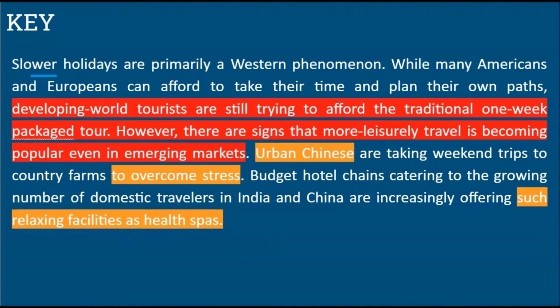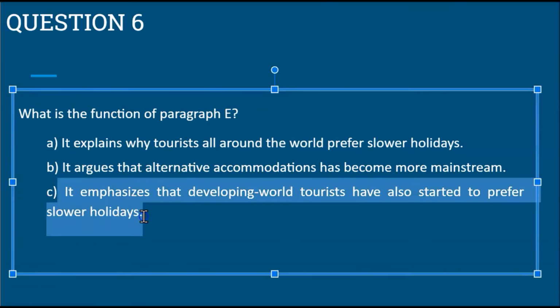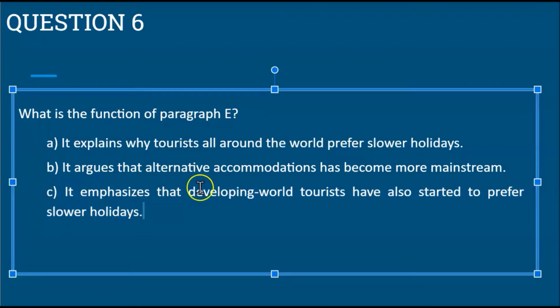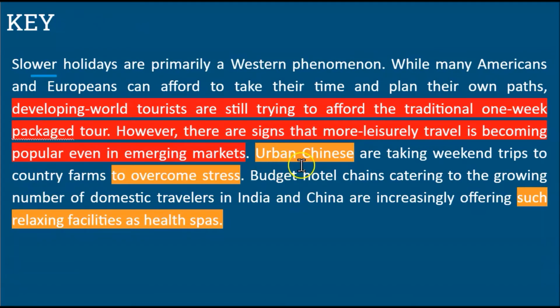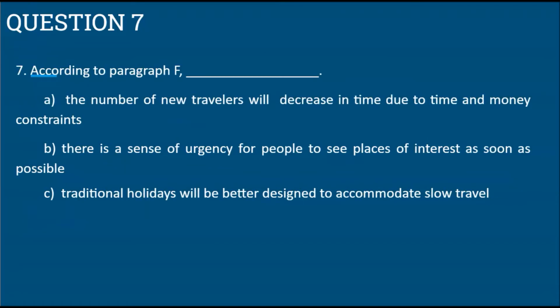So from all these key vocabulary items, we can understand that previously, slower holidays were known to be only a Western phenomenon, but these days, the developing world tourists are also leaning towards the idea of a slower holiday. For this reason, the function of paragraph E is choice C. So paragraph E emphasizes that developing world tourists, such as tourists from China, as you can see here, have also started to prefer slower holidays. We can now continue with question 7. To carefully read question 7, you can now pause the video.